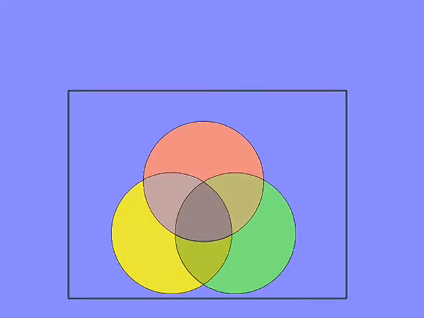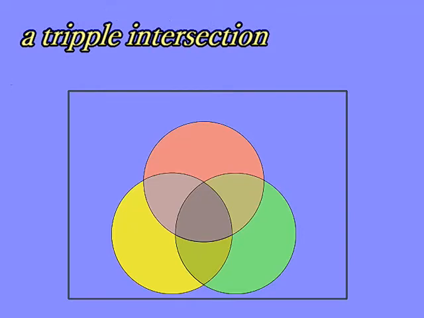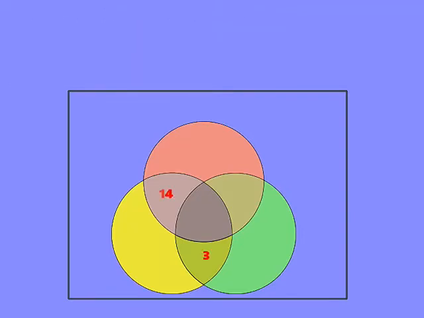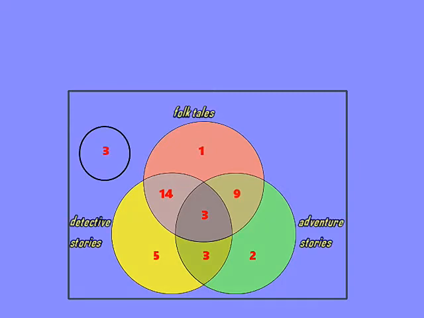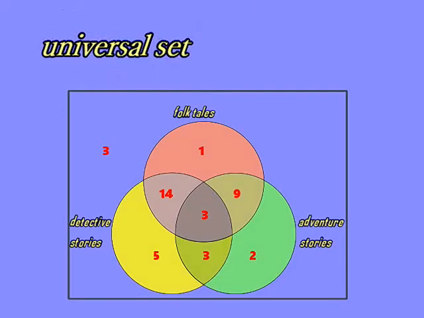Now look at this Venn diagram. You see several intersections in this Venn diagram. Look at the intersection in the middle. It is called a triple intersection. Sometimes there can be elements outside the circles. They do not belong to any of the circles. And there is a rectangle bordering the circles or sets. Together with the rectangle, this is called a universal set.